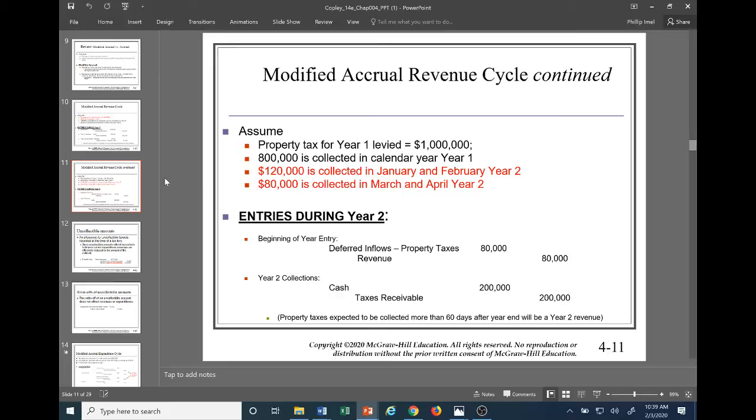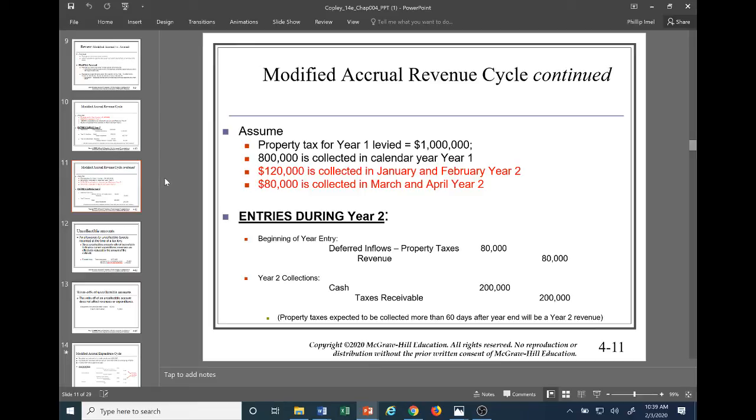Does that make sense? Very simple entries, but it's important to keep all the information intact, relevant to the financial statement users. So it makes sense then, right, why we've reversed it at the beginning of the year, because we were counting that as revenue. So now we're going to collect that $120,000 in January and February, right? And the $80,000 is collected in March and April. So we're just going to combine those on this entry. So that's obviously 120 and 80 is $200,000.